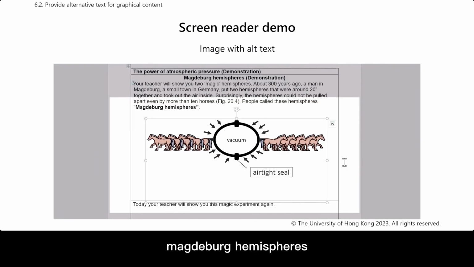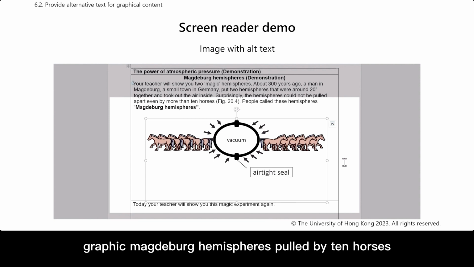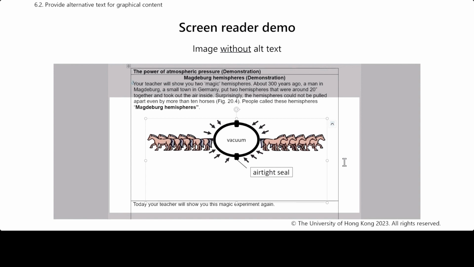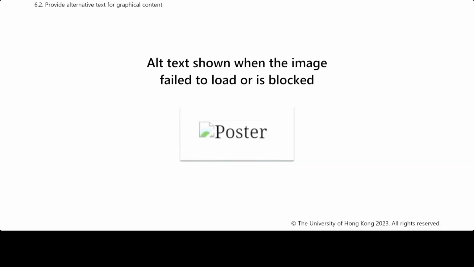People call these hemispheres Magdeburg hemispheres. Graphic Magdeburg hemispheres pulled by 10 horses. Row 3 column 1. Today your teacher will show you this magic experiment again. People call these hemispheres Magdeburg hemispheres. Graphic. Row 3 column 1. Today your teacher will show you this magic experiment again.